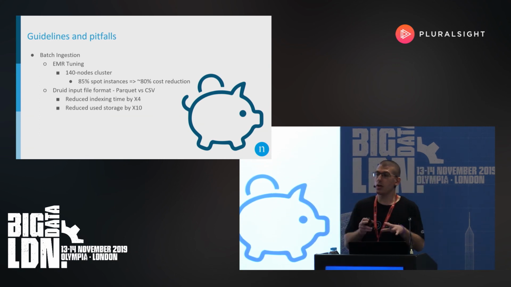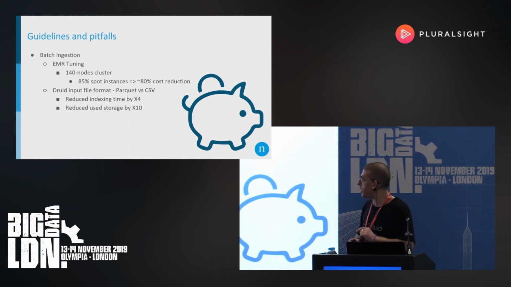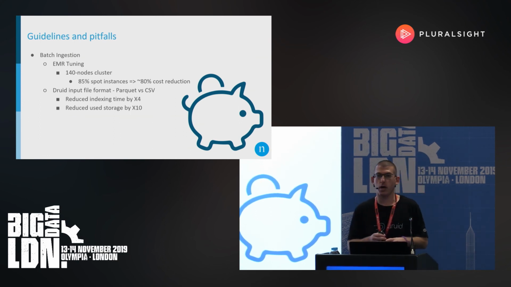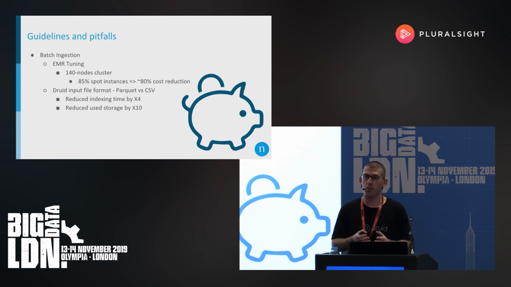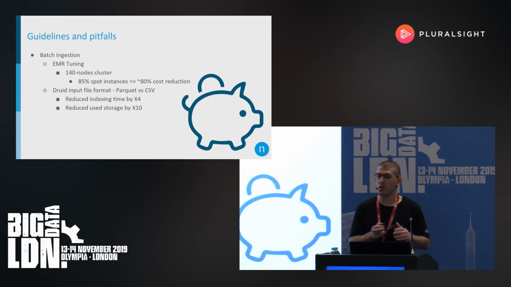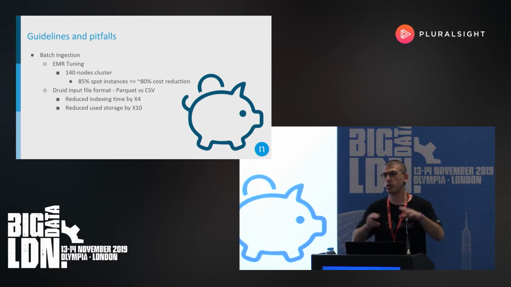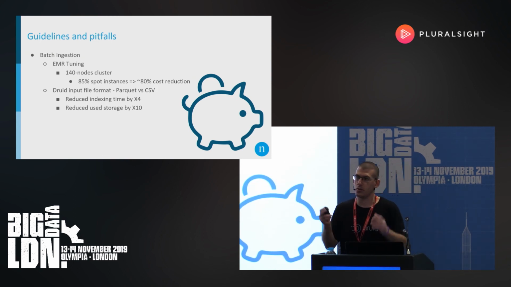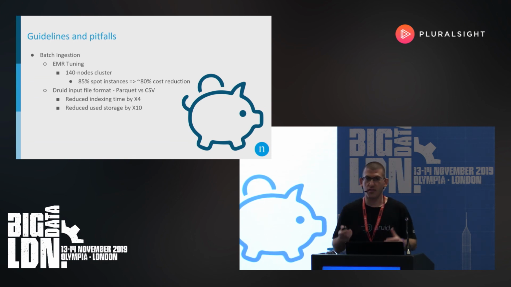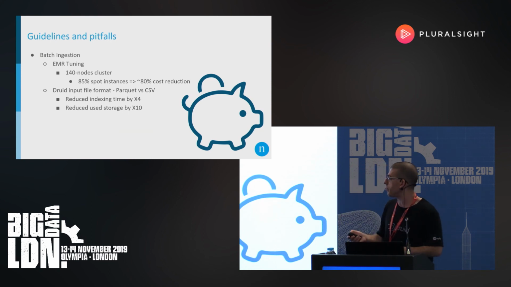We mentioned that Druid is also cost-effective, and I would like to spend a minute on cost optimization for the batch ingestion process that I mentioned we're doing. We're using Elastic MapReduce in order to spin up MapReduce clusters on top of AWS and ingest our data in batch. We had a fairly large cluster, a 140-node cluster, and once we switched 85% of those instances to be spot instances, which is kind of equivalent to Google Cloud's preemptible VMs, we were able to reduce the cost by 80%, which is significant in any use case out there.